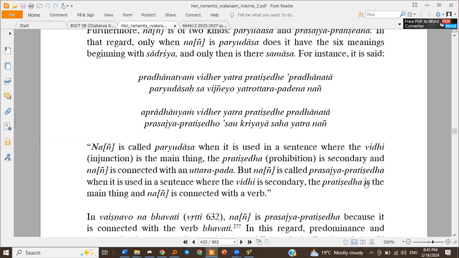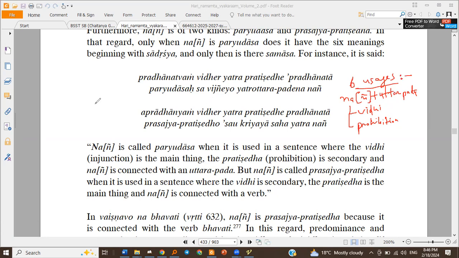So when we have the element na, it will be explained below, but still, when na is used in a sentence where vidhi is main and pratishedha is secondary, vidhi is main and prohibition is secondary, there we compound this na with an uttarapada, like the 6 examples which we saw prior to this, the 6 usages, beginning with tat sadrishya.